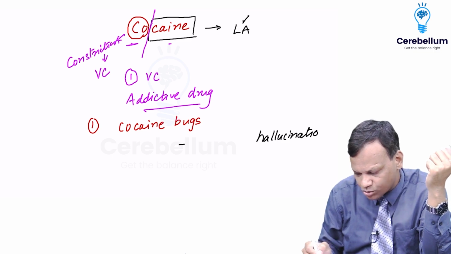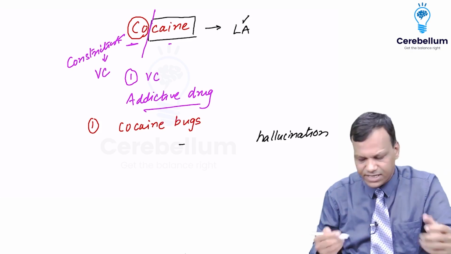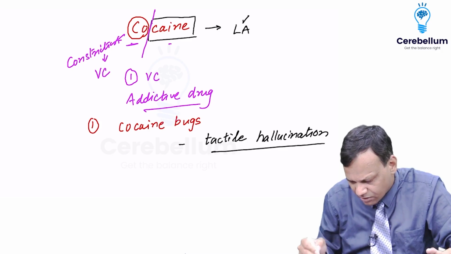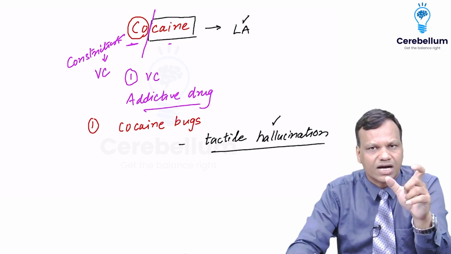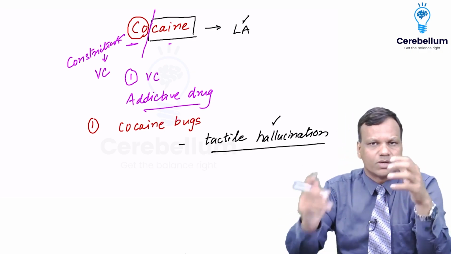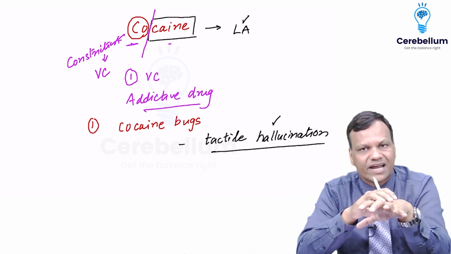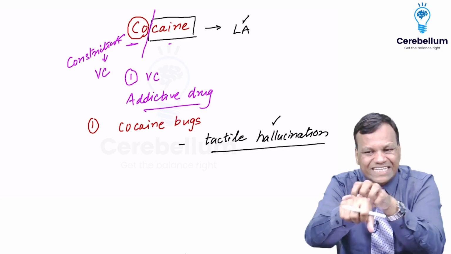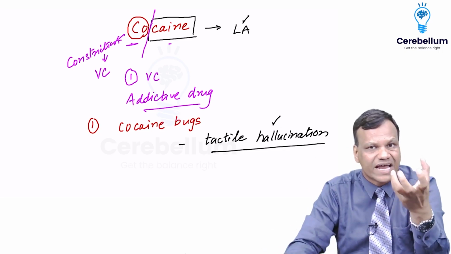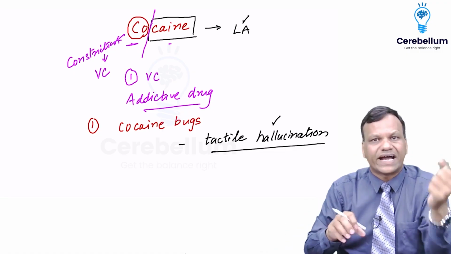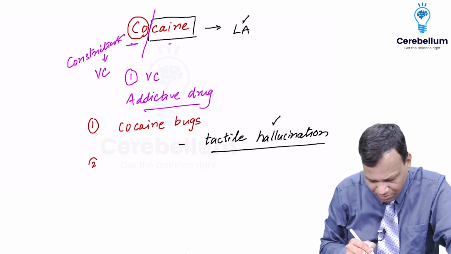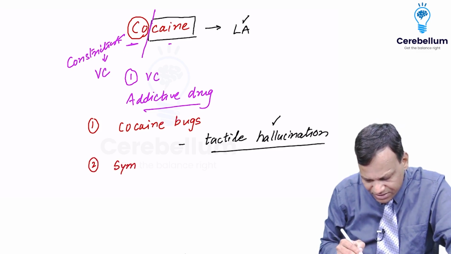Because it is associated with the skin, with insects running on it, that is known as tactile hallucination. That is the MCQ asked: which type of hallucinations are seen in cocaine addiction? These are tactile hallucinations. The person feels that insects are running on the skin, so the person keeps on scratching the skin. In a cocaine addict patient, you can see ulcers and scratch marks on the skin. So, tactile hallucination.